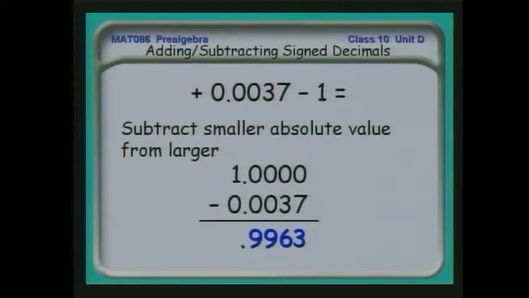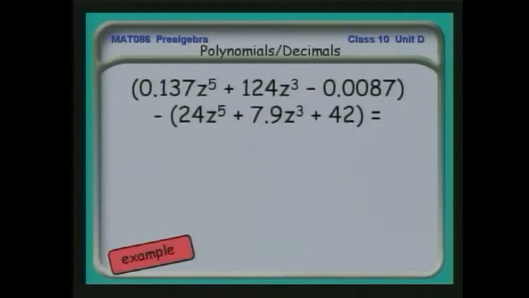The decimal point goes down, and now I can put a 0 here because there's nothing left from that 1. Now I see that the 1 is the larger of the absolute values, and its sign is minus. This just has to do not with decimals, but with adding or subtracting signed numbers, and now I'm finished. The result is minus 0.9963.